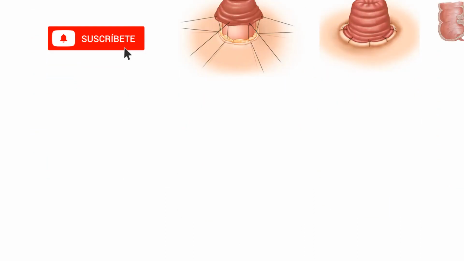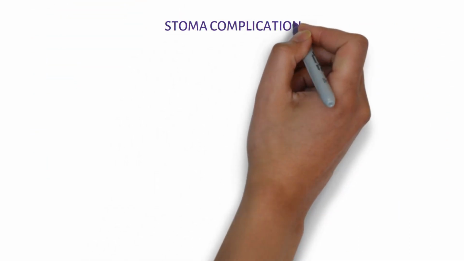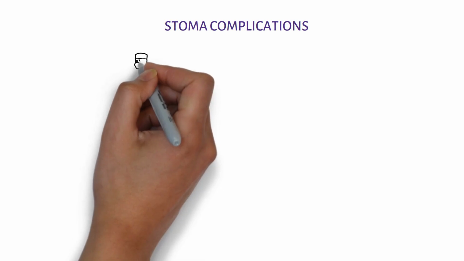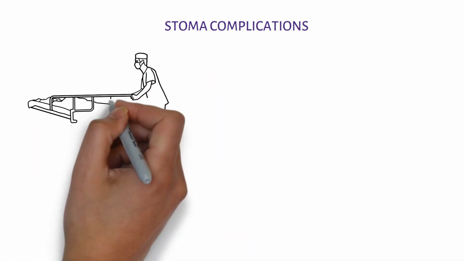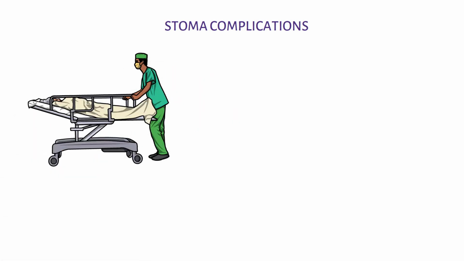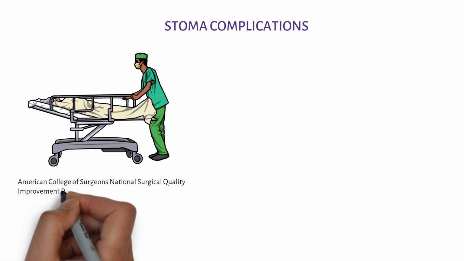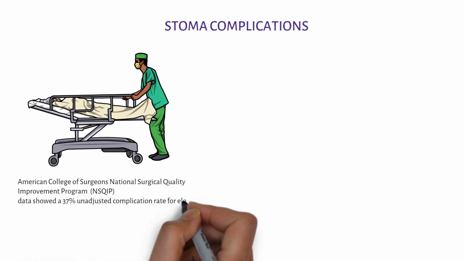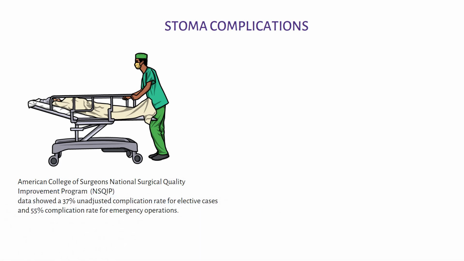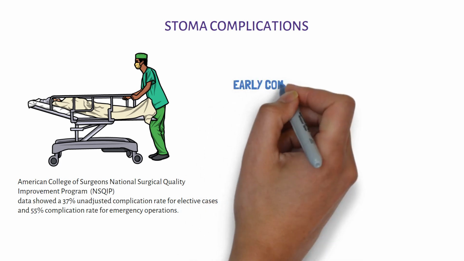Stoma problems have a profound impact on the quality of life of ostomized individuals, but can often be mitigated with proper care and education in collaboration with stoma care professionals. According to the NSQIP, the complication rate is 37% for elective cases and 55% for emergency operations. These complications can be grouped into early and late complications.